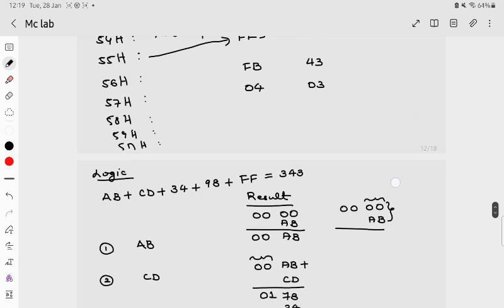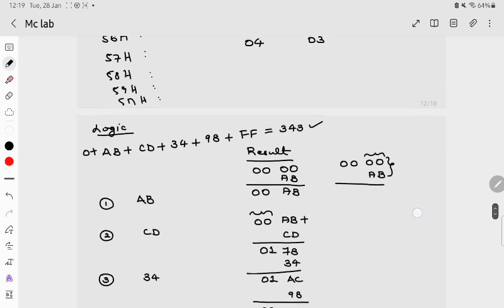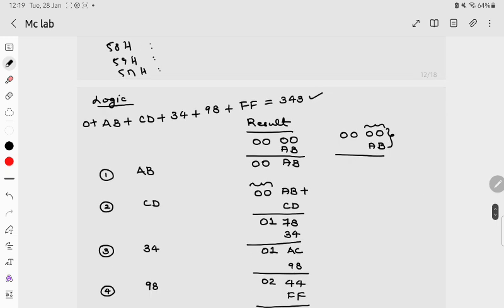Now coming back to the logic. If you see, what are we doing? Initially it was 0. So 0 plus AB we will get AB. Then we will perform AB plus CD, we will get another value. That result plus 34 we will get another result. That result plus 98 we will get another result. And finally the result plus FF, you will get 343. So this is how the logic works.